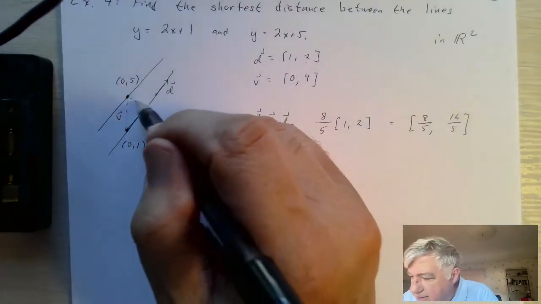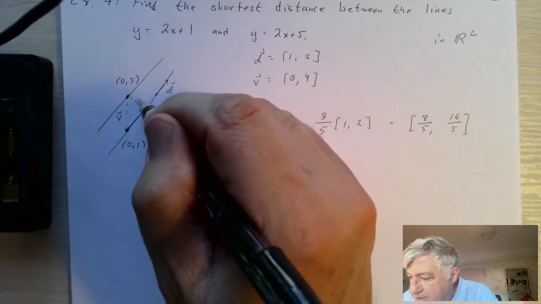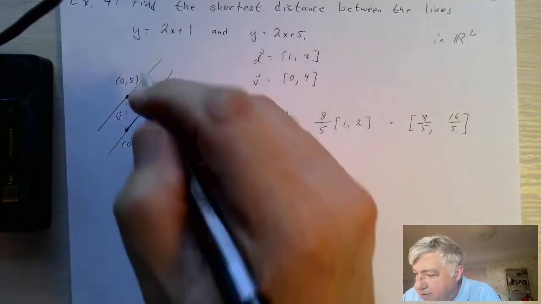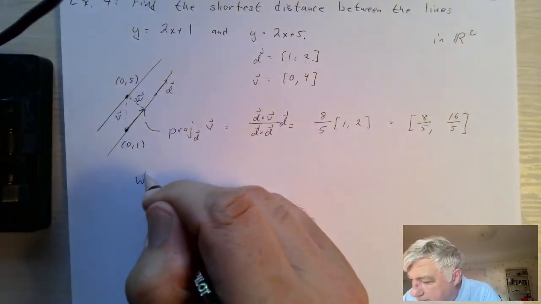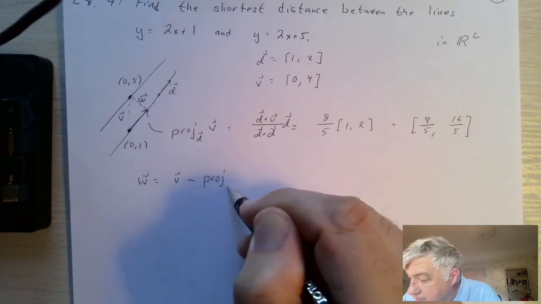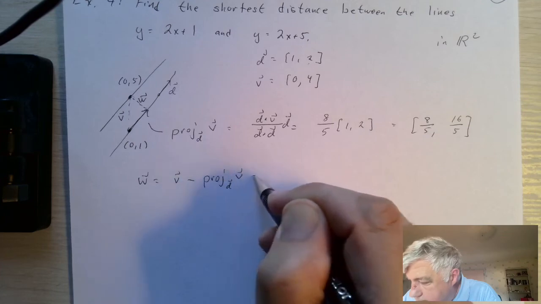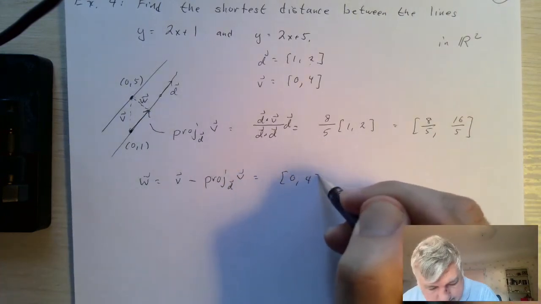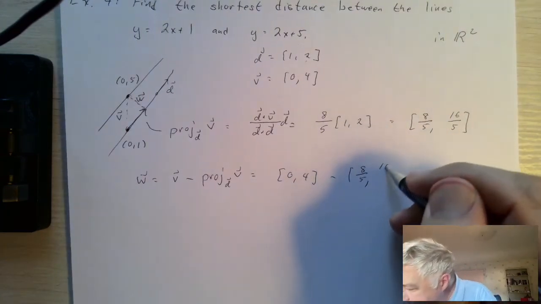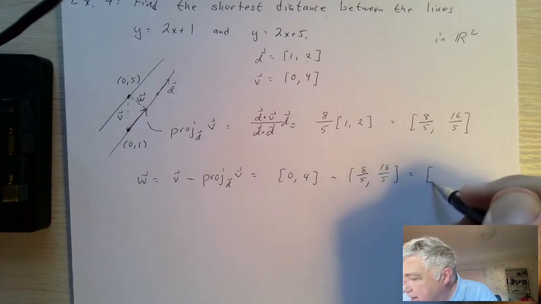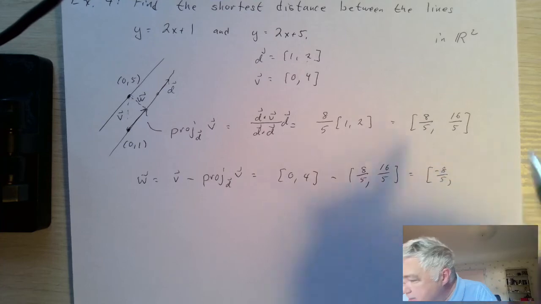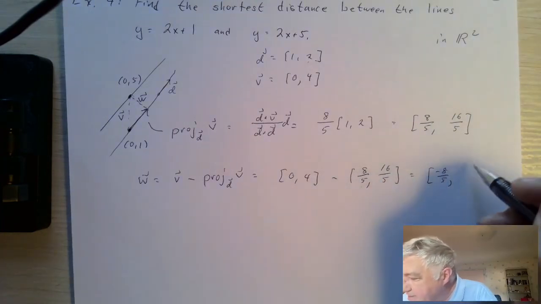But we want to find this distance, so we want to find what this vector is. Okay, and remember we have this vector plus this vector is equal to v. So if we call this w, remember that w is going to be v minus the projection. So this is 0, 4 minus 8/5, 16/5. Do a little arithmetic. This is 0 minus 8/5, that's negative 8/5. And this is 20/5 minus 16/5, so that's 4/5.